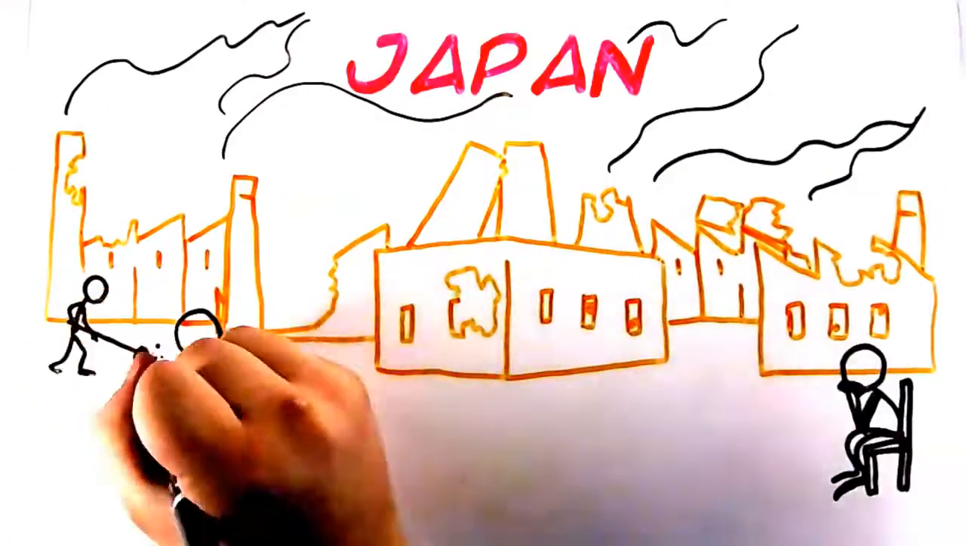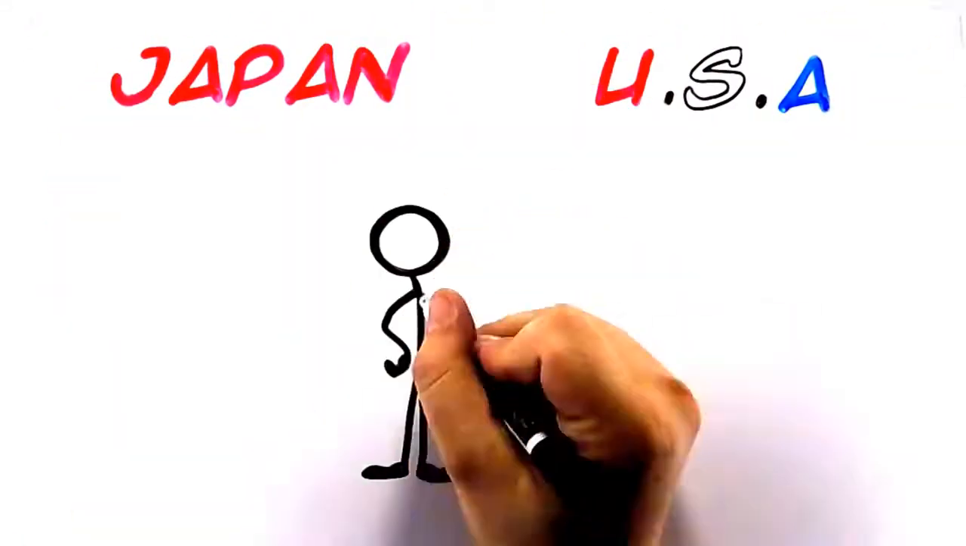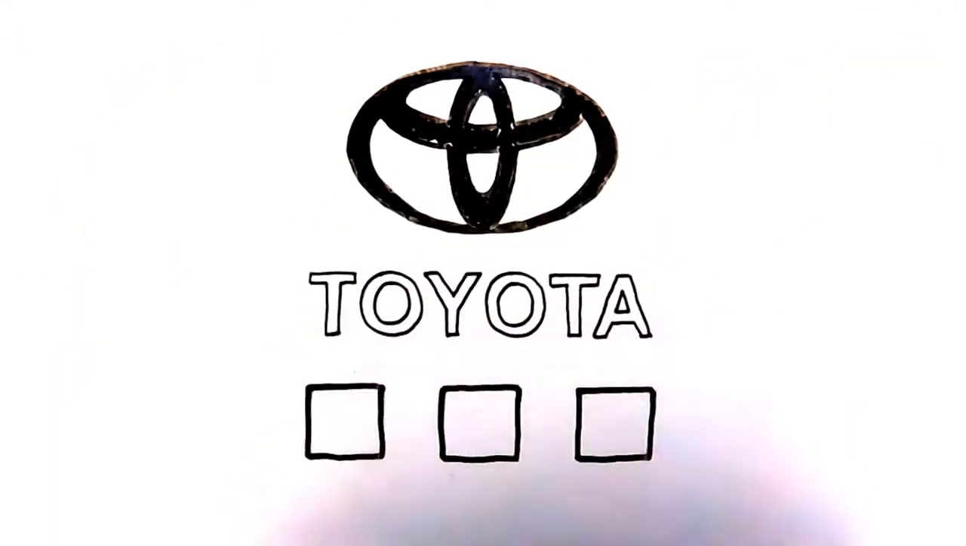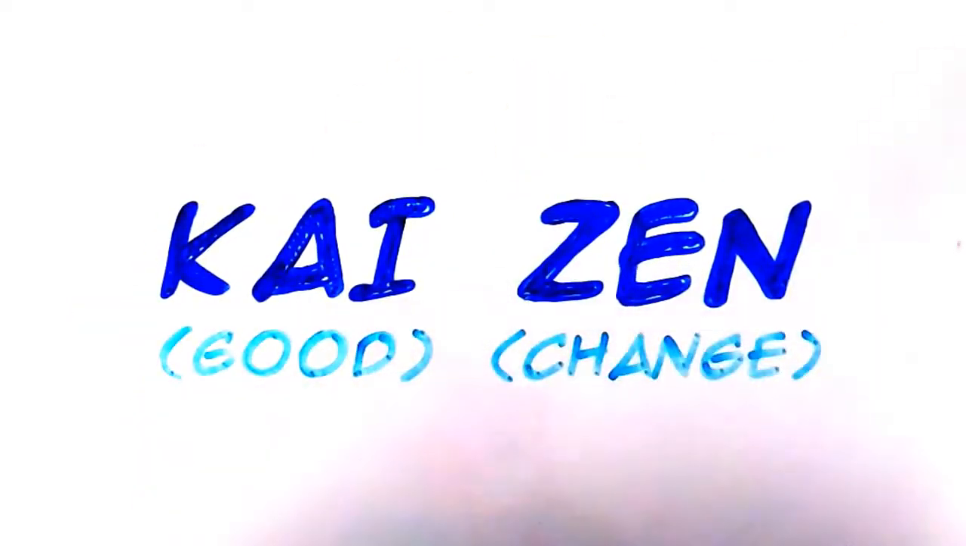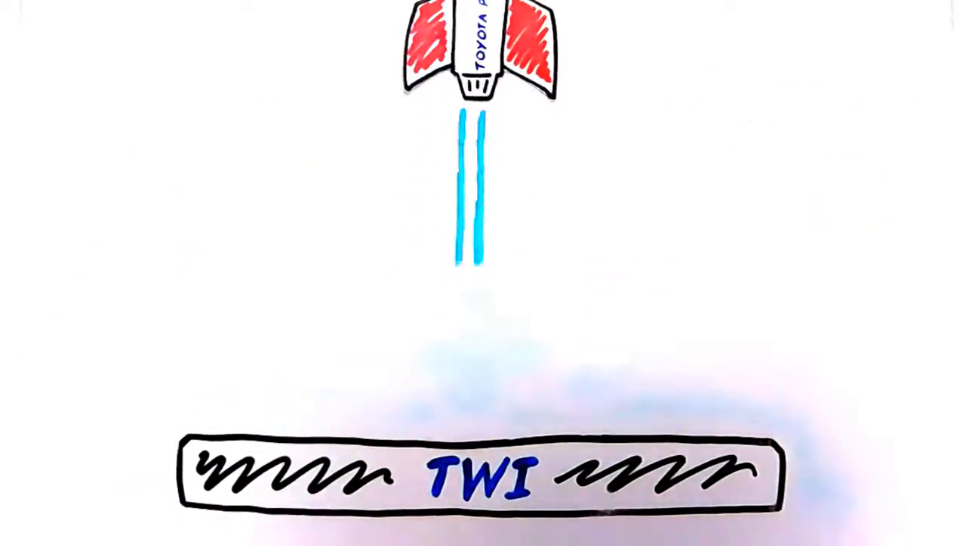Japan, however, did not have the same post-war outlook. Their industrial infrastructure was severely damaged, and they needed to start fresh as quickly as possible. The United States wanted to help the Japanese by transforming them into a capitalist society so they would never have to fight them again. Japanese industries like Toyota embraced the TWI methods and ran with them. TWI was the basis for Kaizen, or good change, in the industry. TWI was the launchpad for the Toyota Production System.